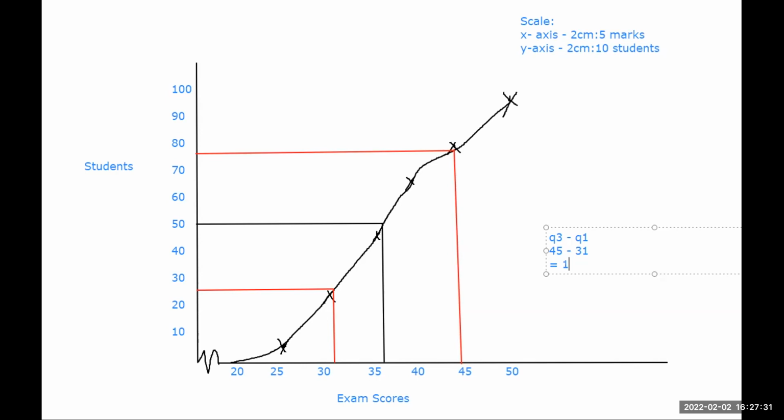Yeah, let's call it 45. All right, 14. So 14 marks. Very good. Now, they ask a very important question afterwards, Jamie. So look at it. They ask, what is the probability that a student chosen at random has a score greater than 40? How do you do that?